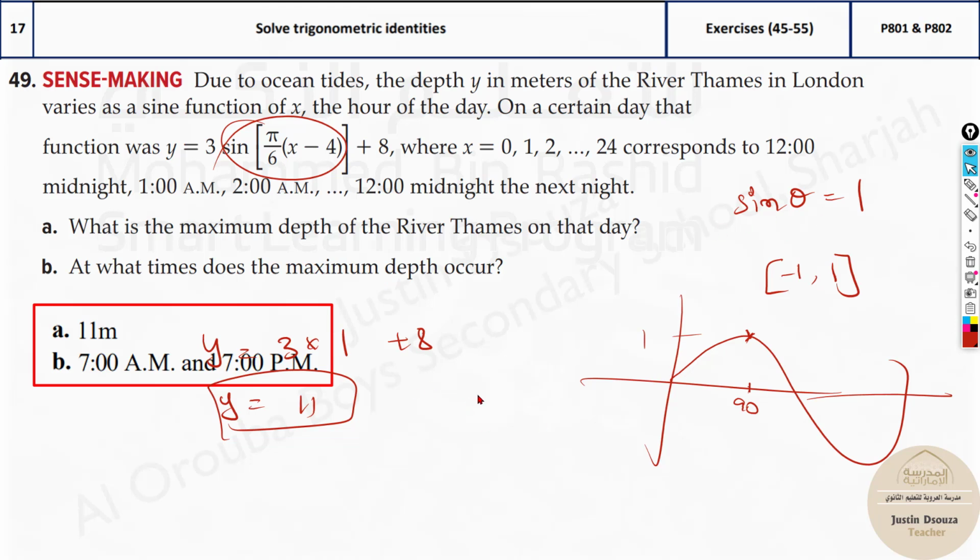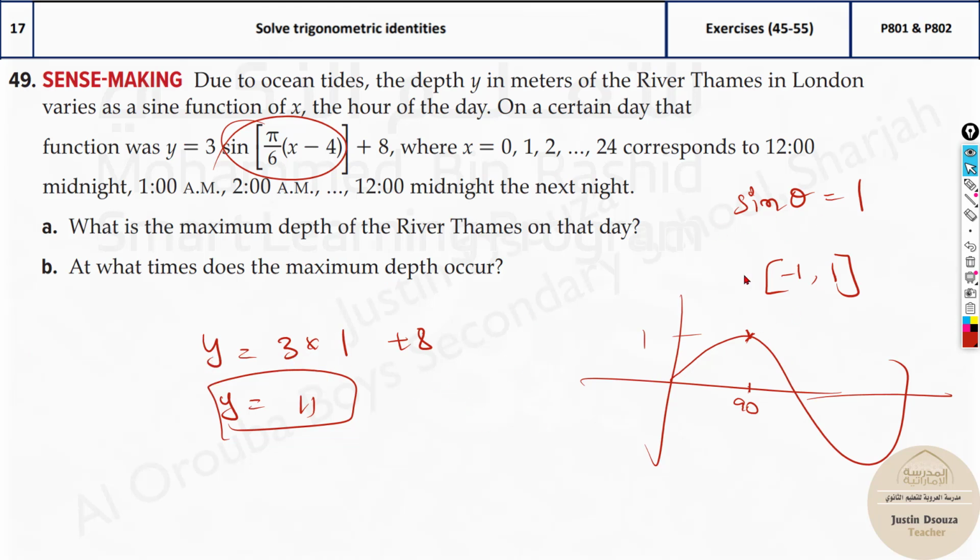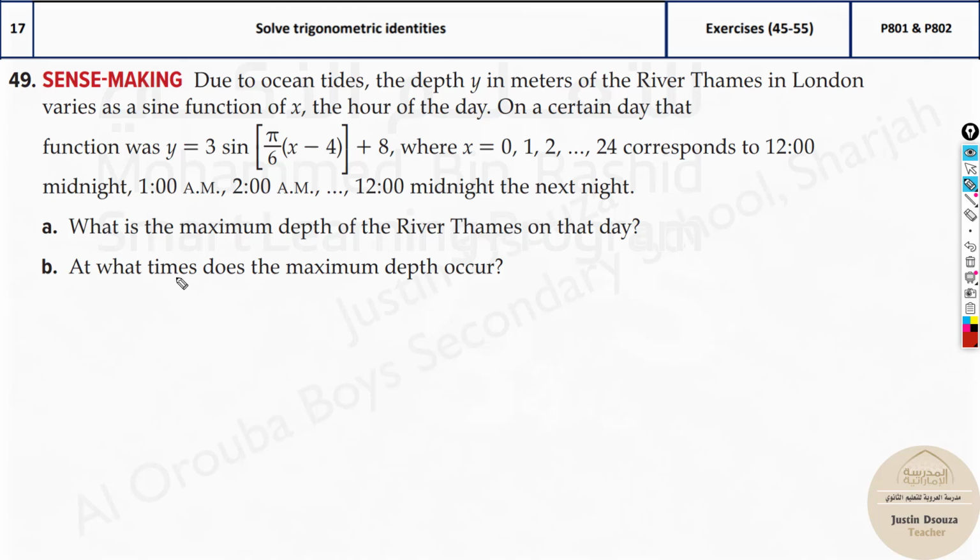Just make sure you write it and tell them the maximum of the sine function can be 1, and this is the reason why you can directly substitute it. Now for part B, what time does the maximum depth occur? Here you must remember, we just did sine theta equals 1, isn't it? So this x value you need to substitute and solve. Basically, we know theta at the maximum depth must be equal to this, and then solve for x.